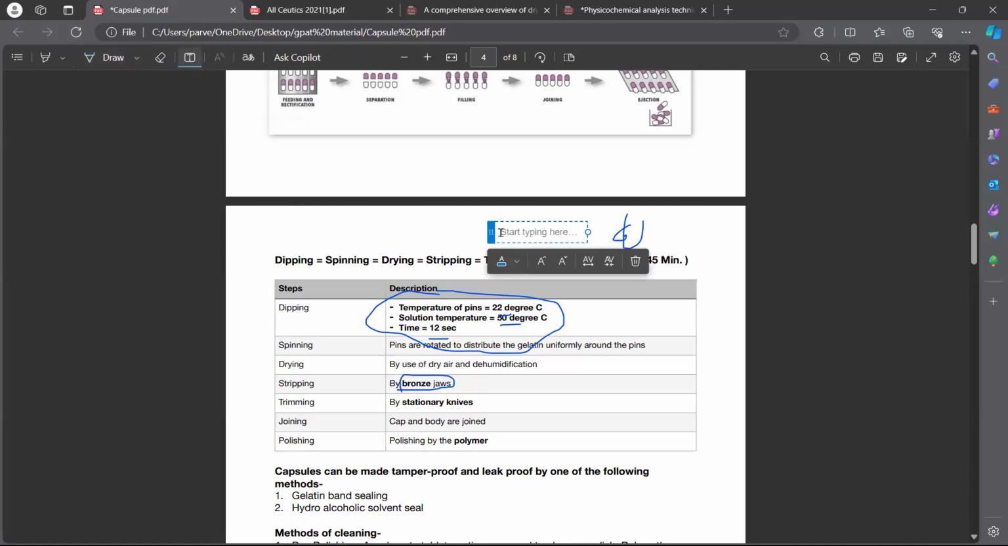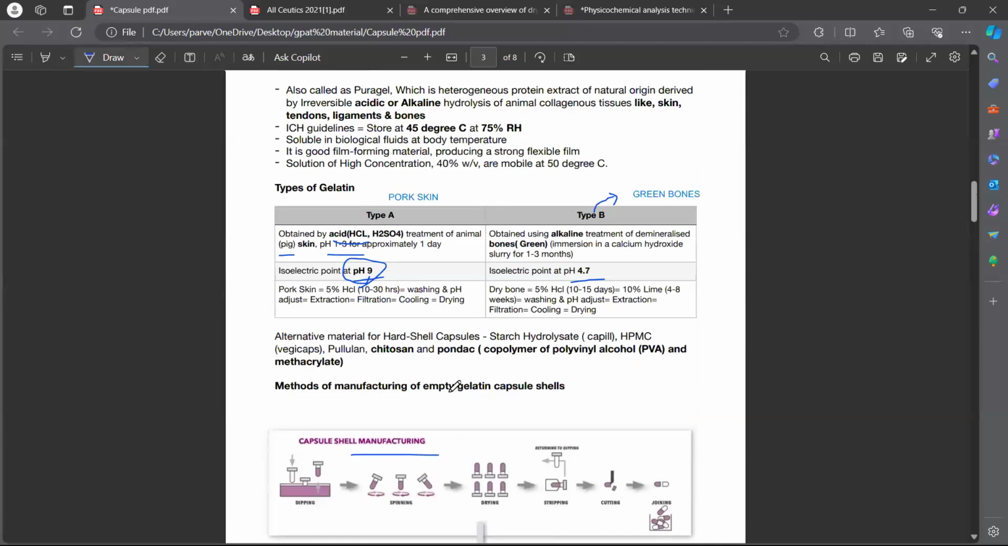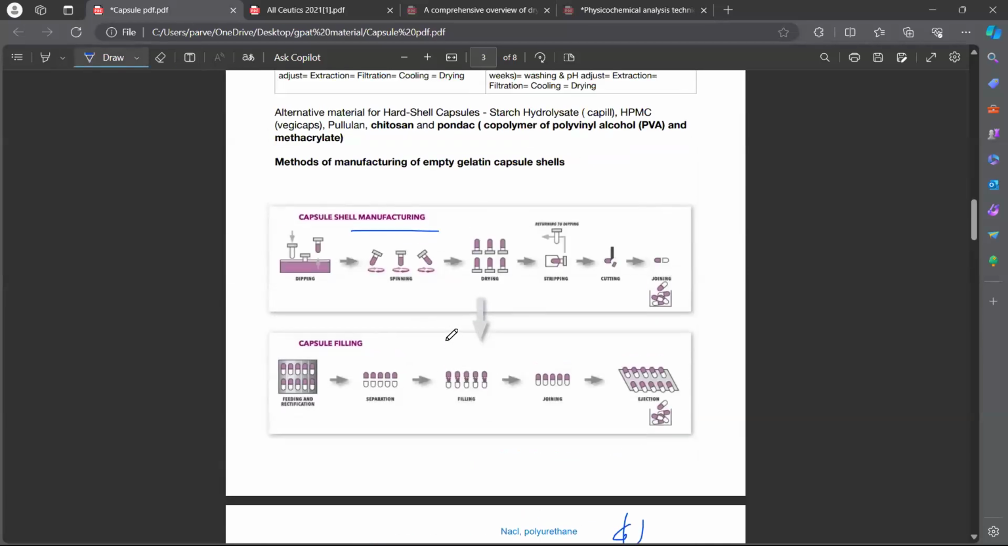Generally for polishing, NaCl, sodium chloride, is used. Along with that, we can also use polyurethane cloth. Polyurethane cloth or NaCl is generally used for the polishing of the capsules. This whole process takes only 45 minutes. Here you also have to remember the time for which the process takes place. The whole process of preparation of capsules takes around 45 minutes.